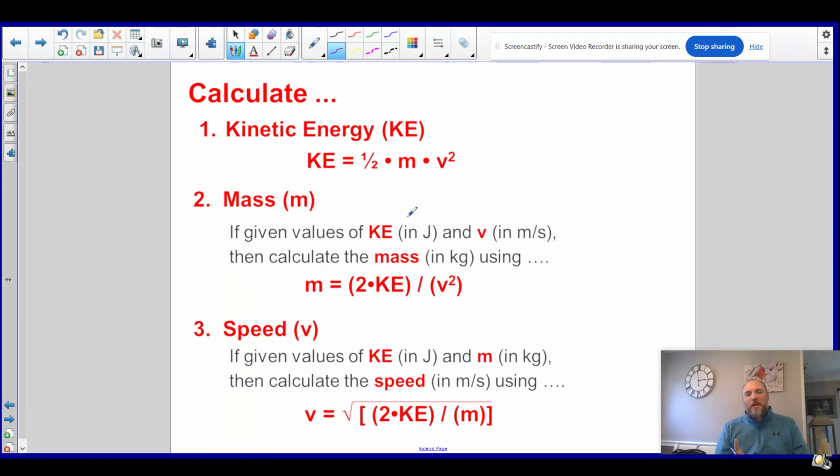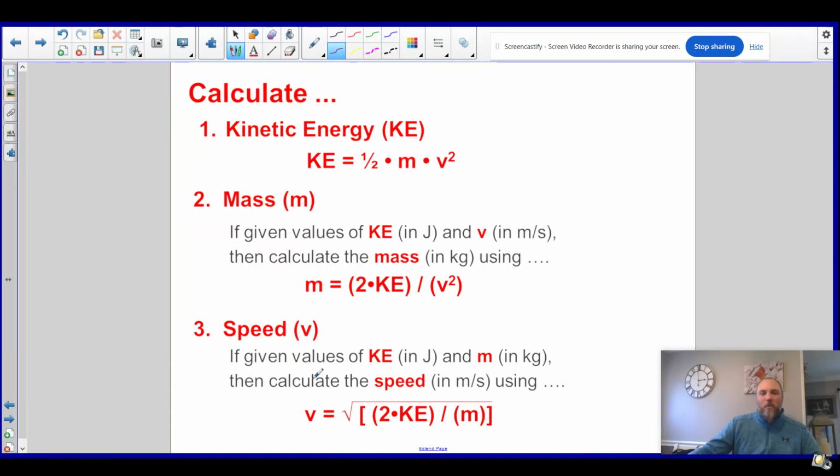Okay, the last thing we might have to do is rearrange the kinetic energy equation, right? Kinetic energy is 1/2 mv squared. We might have to rearrange that to find an unknown mass. So to get rid of this 1/2, I don't like having that fraction, so I'm going to multiply by 2 instead of dividing by 1/2. I think that makes a lot more sense, and it's easier to put into a calculator. So I'll multiply by 2 and then divide by v squared to get mass by itself. So that's not too bad.